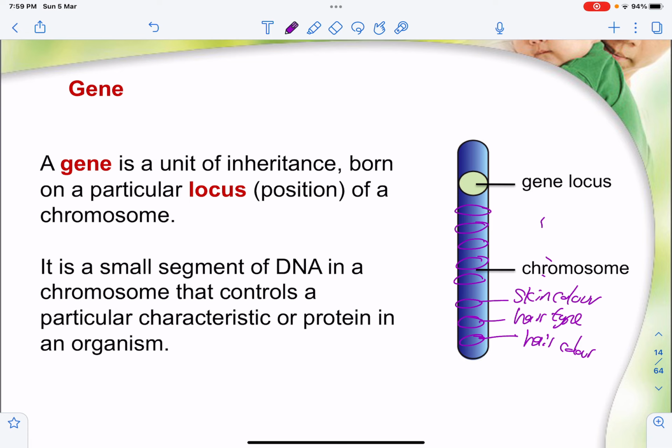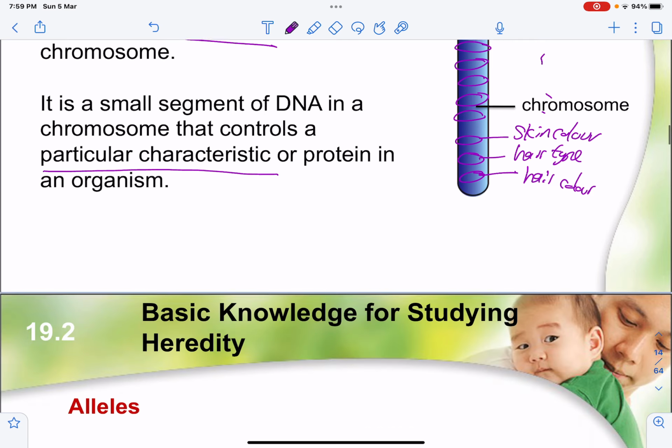And when we talk about locus, it means the position of the gene. Okay, and this is actually a small segment of DNA in the chromosome that will control a particular characteristic of the person. So if let's say the chromosome is talking about hair color, within the gene, maybe the allele that is dominant inside is black hair, versus another chromosome that has white hair. So that's some of the examples lah.